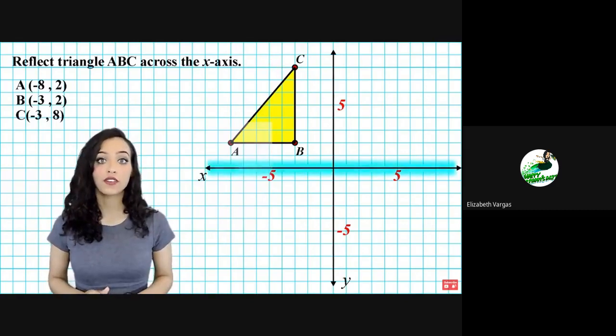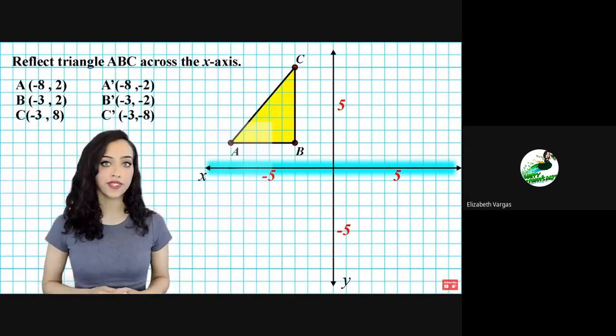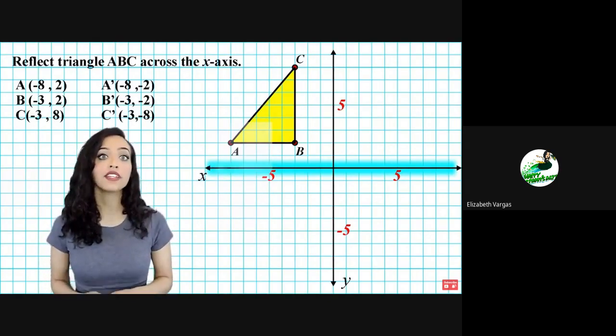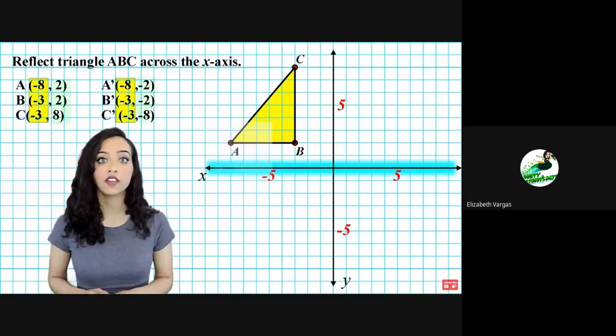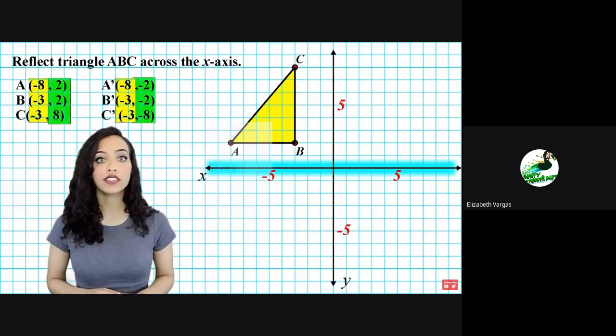Because we are reflecting our triangle across the x-axis, we know that our x values are going to stay the same, and our y values will become opposite. So we're going to write every x value the same and every y value opposite of its original. Now that we have our new coordinates, let's go ahead and plot them.